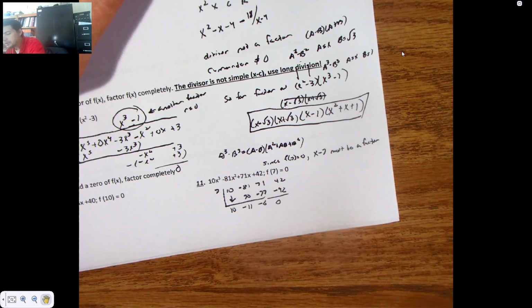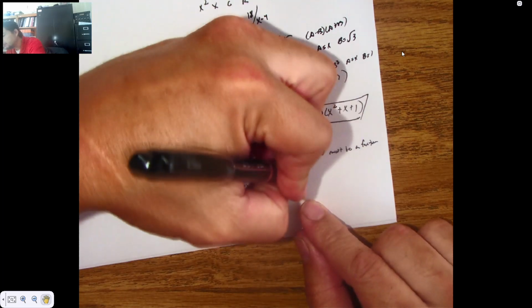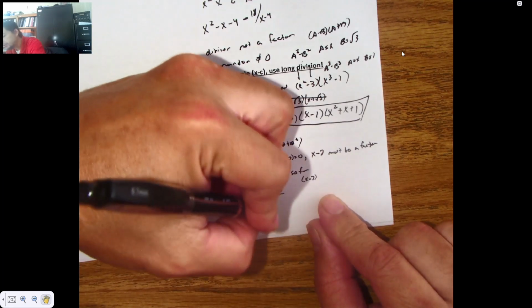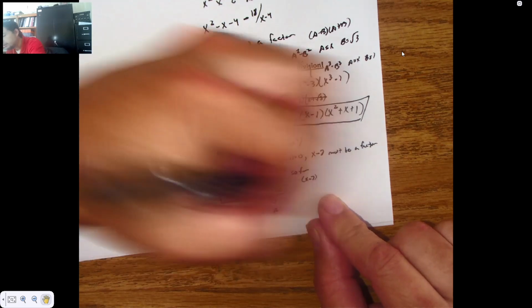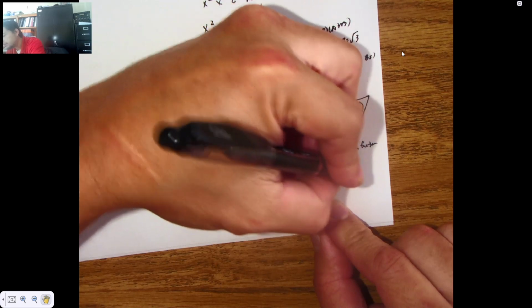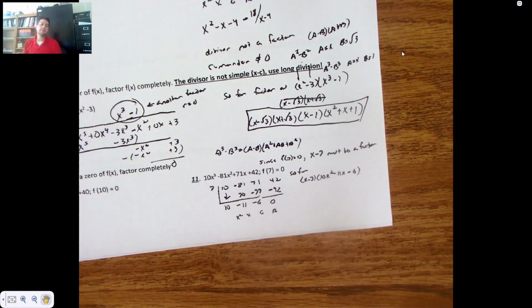All right, so here's what I know so far. I factor as x minus 7, remainder constant x squared, and then 10x squared minus 11x minus 6. That's how I factor so far.